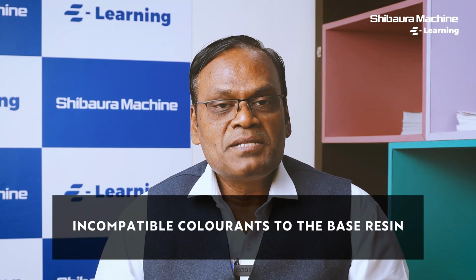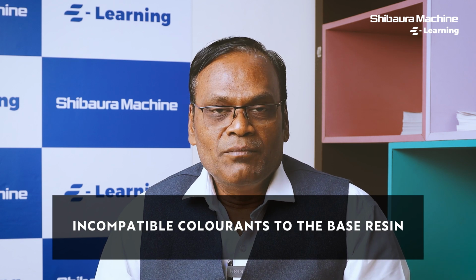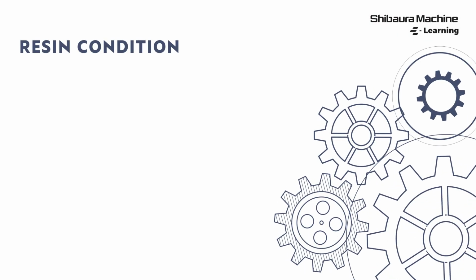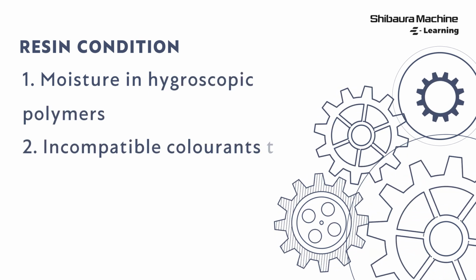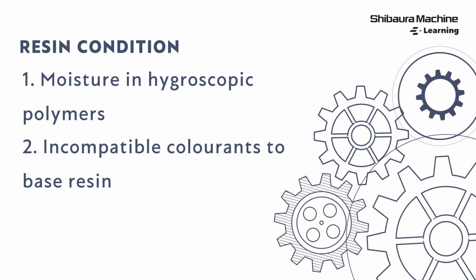Ensuring the compatibility of additives and colorants with base polymer avoids bubble formation in the molded part. Let us select the right additives and colorants suitable for the polymer. Pre-drying the polymer if it is hygroscopic in nature. Using the right additive and colorants which is compatible to the base polymer avoids bubble formation in molded part.